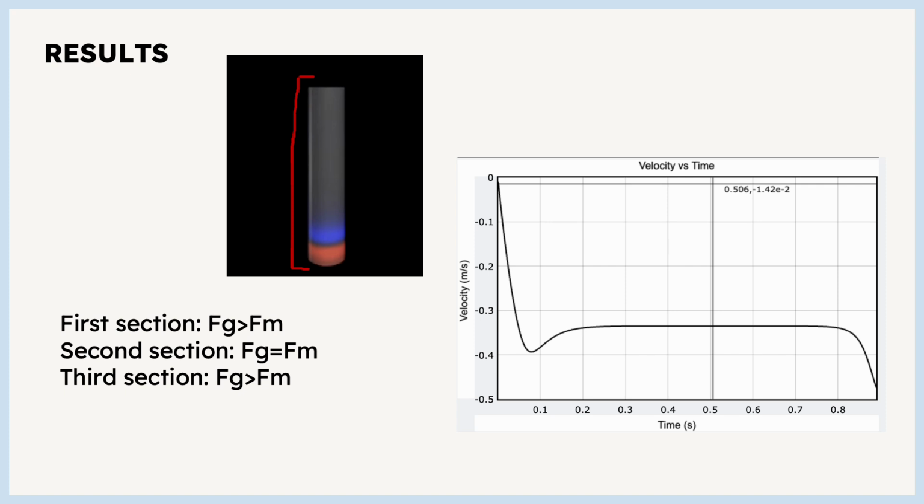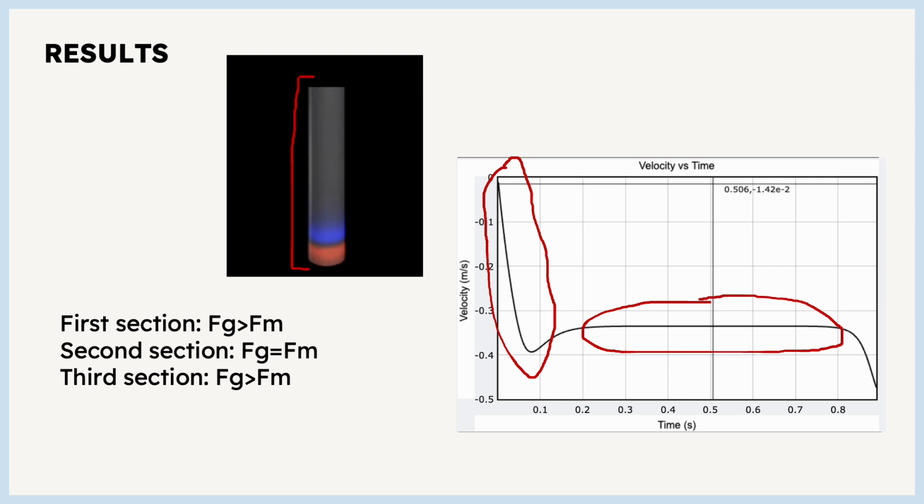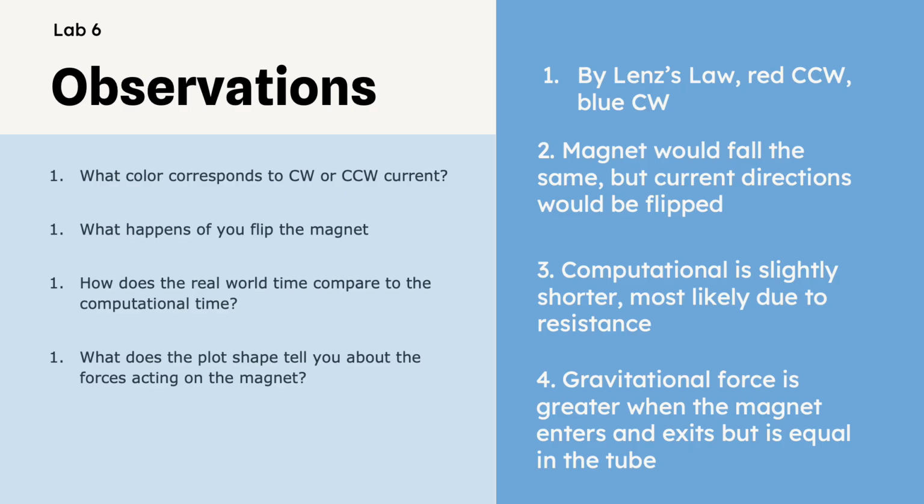But this is the graph of velocity versus time that this computational model generated. You can see in this first section it's very steep, and from this we can determine that the force of gravity is greater than the force from the magnet, which means that the magnet is accelerating. And the majority of the time spent in the tube, we have a flat line which says that our gravitational and magnetic forces are equal. And in this third section again, we have acceleration, meaning that once again, gravity is stronger than the magnetic force. Here were some questions for our observations given to us in our instructions.